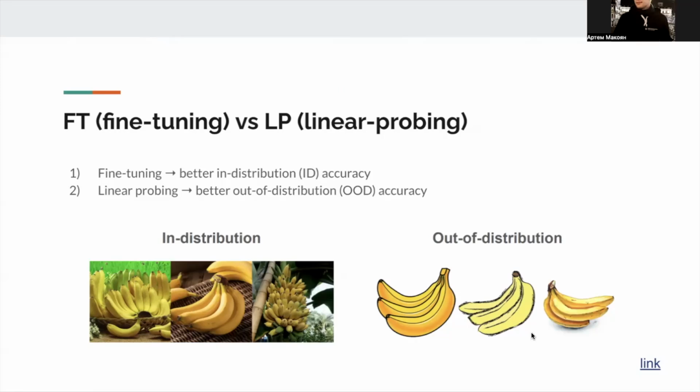So there is a statement that fine-tuning is better for in distribution tasks, and linear probing is better for out of distribution tasks. So if you have the same data, it's better to change the weights of the backbone, and if you have another domain, for example, pictures of bananas, it's better not to change backbone weights. So it's better to freeze that. Okay. Next, we'll talk about why it is so and what to do.